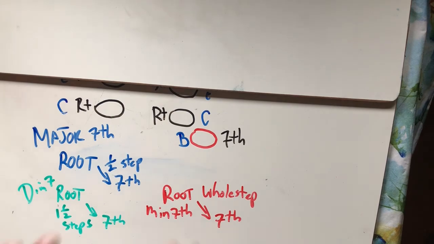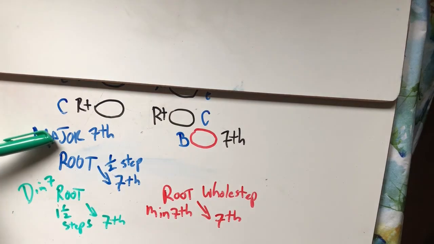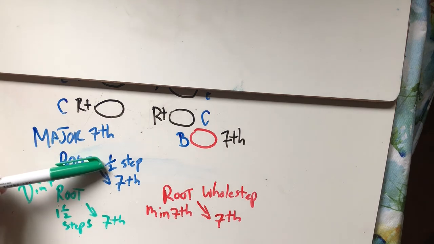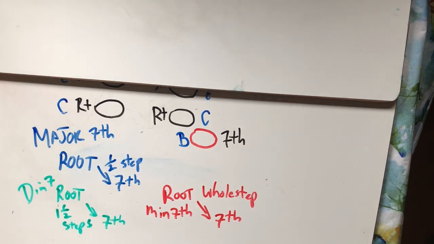So that's what you need to learn today. If I go from my root down to the seventh and it's a half step, we call it a major seventh. If we go from our root down a whole step, that distance is called a minor seventh. And then if we go down 1.5 steps, that's called a diminished seventh. Okay?